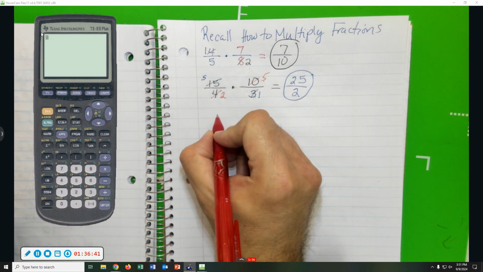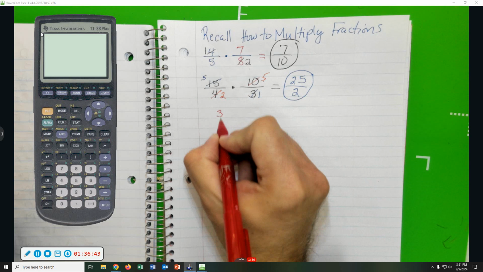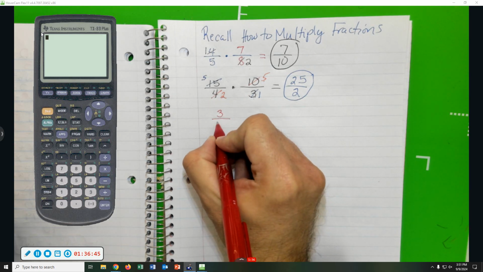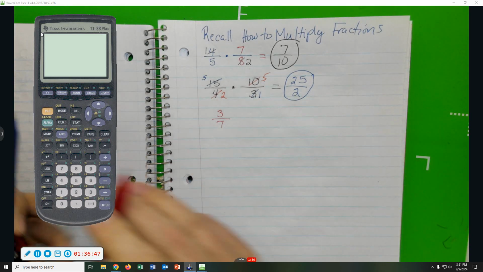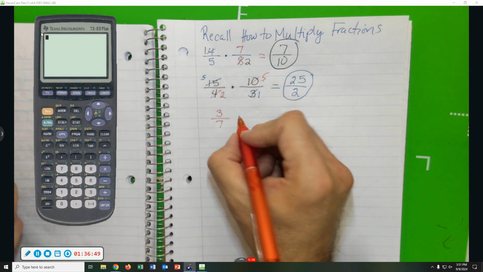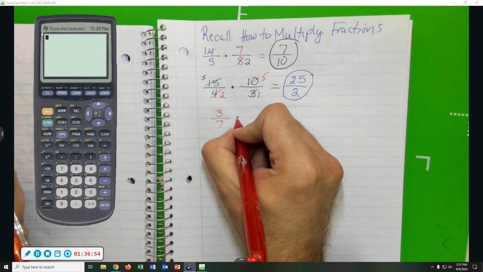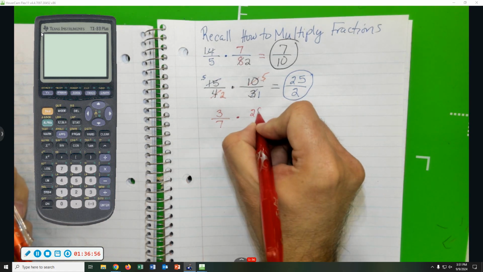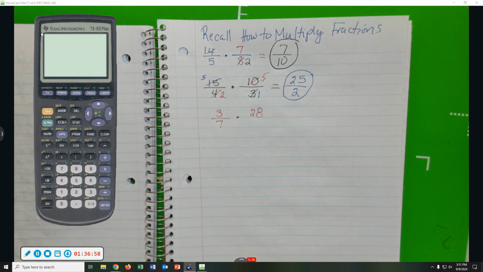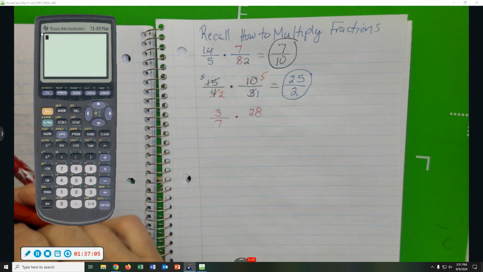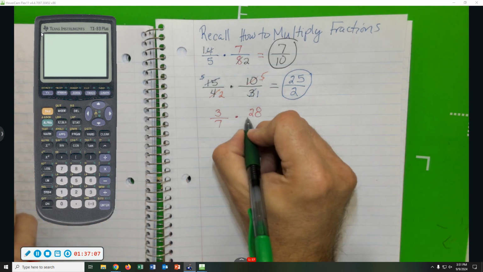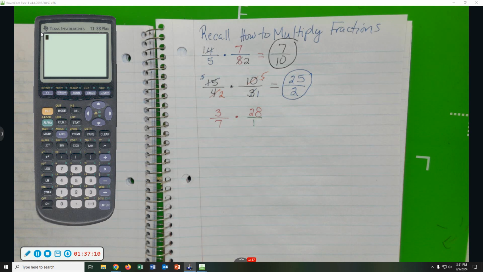What about this one? 3 over 7 times, suppose this second number isn't a fraction, just times 28. We'll put a 1 under it. Put it over 1. And now it's the same type of problem. 28, just write it as 28 over 1.